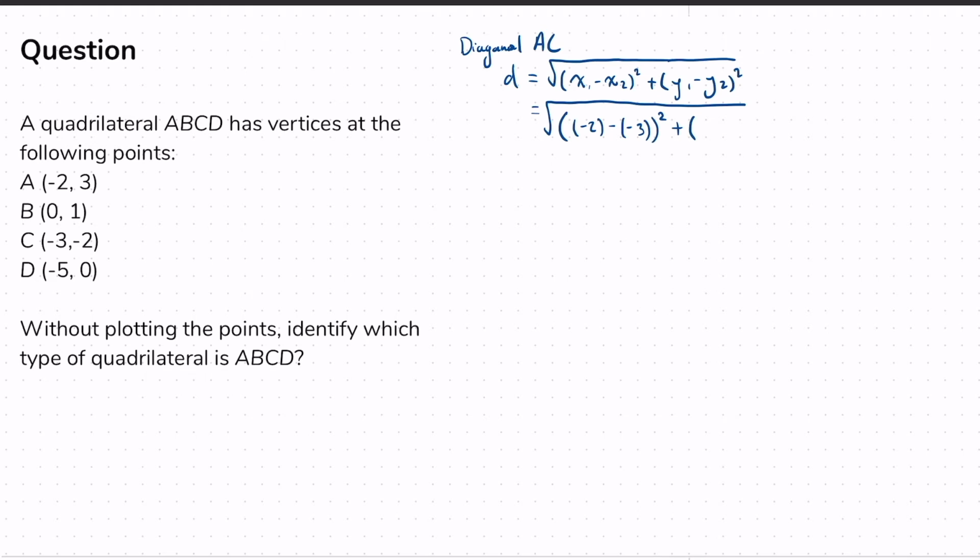So A is y1, which is 3, and C being y2. Well, that comes out to minus 2 minus minus 3, that's 1 squared, it's minus 2 plus 3. And then 3 minus minus 2 is 5 squared. So 1 squared is 1 plus 25, that's the square root of 26. Didn't need to draw that so long, did I?